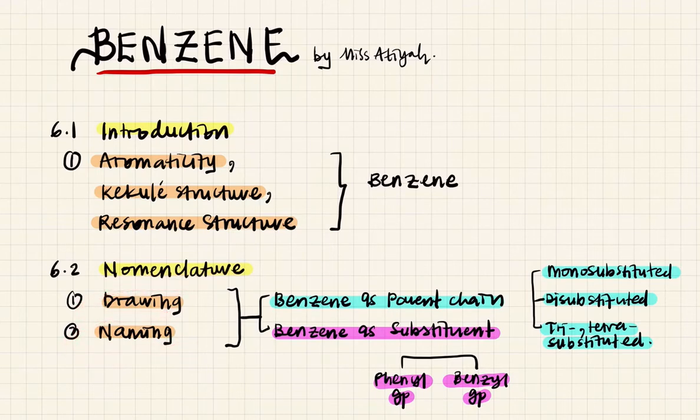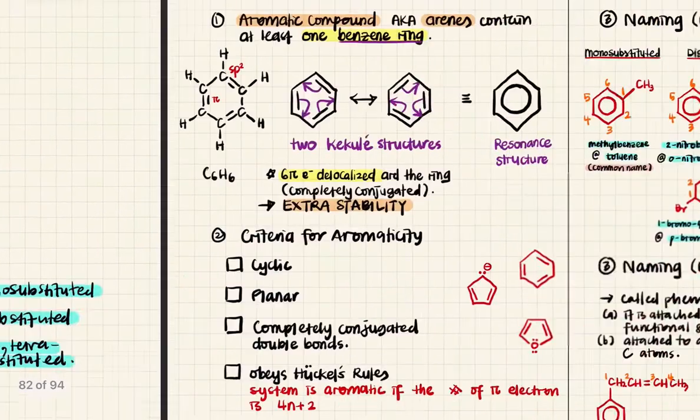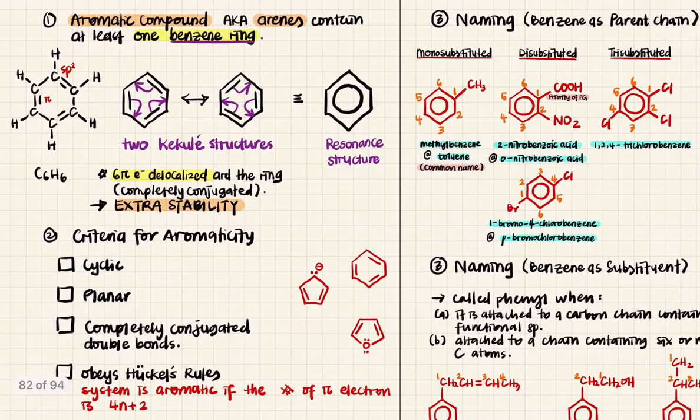benzene ring. So your benzene ring can act as the parent chain, or when your benzene is a substituent, so the naming and drawing will be different lah. Okay, so bila awak punya benzene tu adalah substituent, it will be called phenyl group or benzyl group. So we will see later how does that look like. So first we're going to talk about aromaticity.